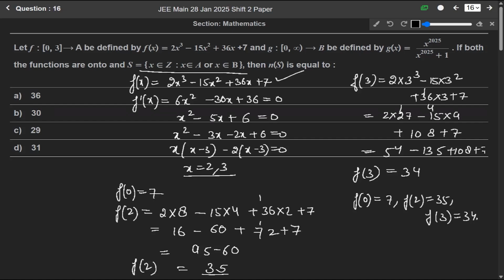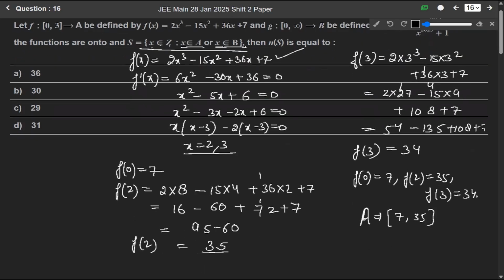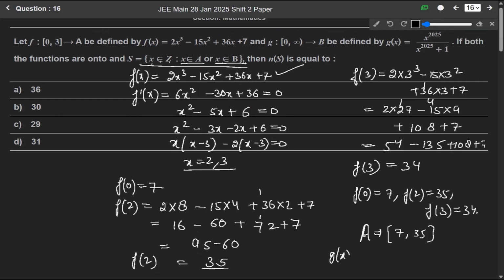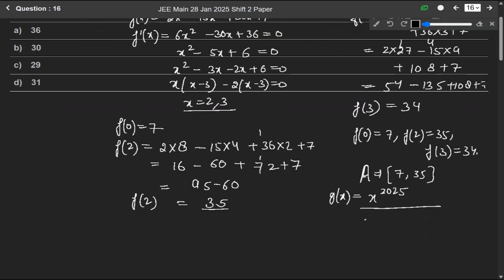So if we make a pair of it, since S is a function where x belongs to Z and x belongs to A and x belongs to B, so if we talk about A, it will be from 7 to 35. Okay, so this another function g(x) is given as x to the 2025 over x to the 2025 plus 1. Okay, g(x) is given as x^2025 over 1 plus x^2025.